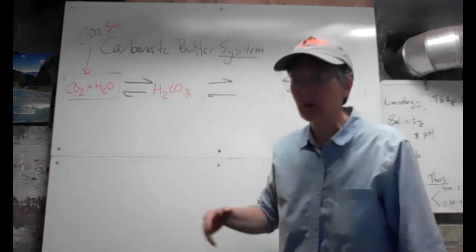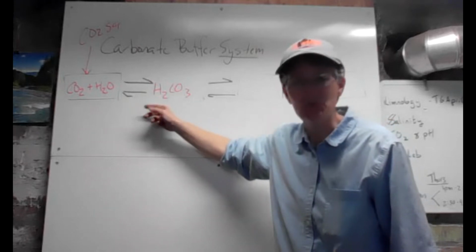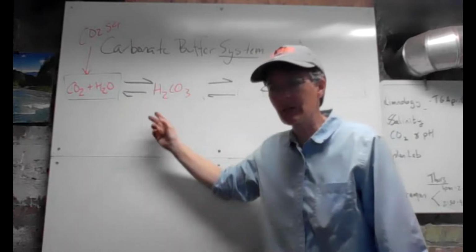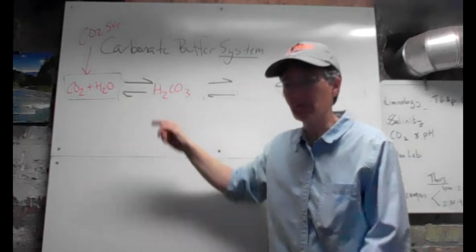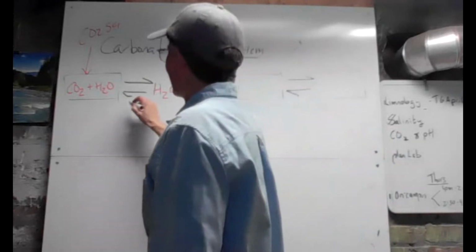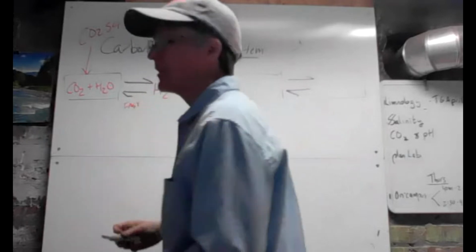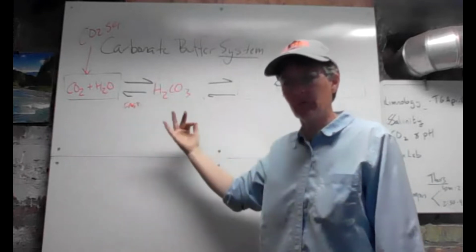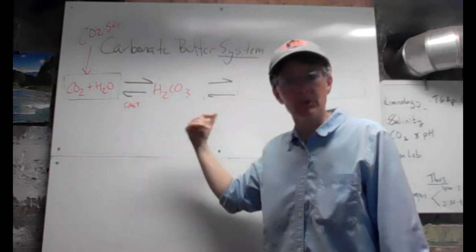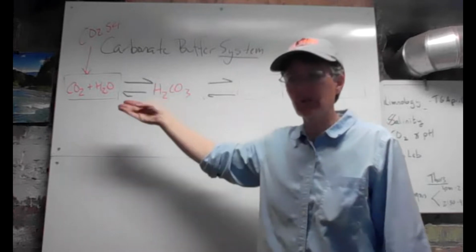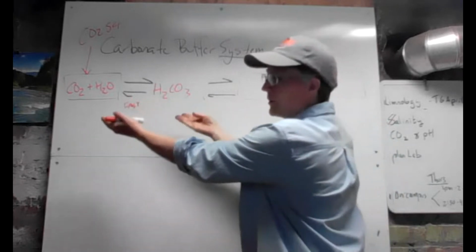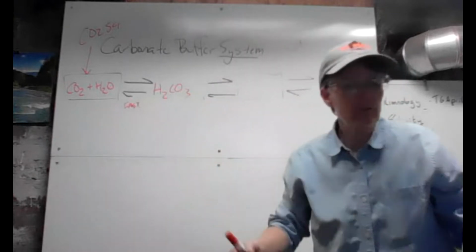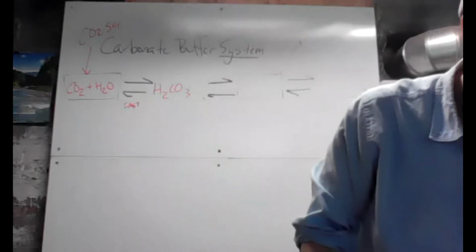And you can take a chemistry class and calculate these rates. I'm just going to say both of these are pretty fast. If you dissolve CO2 in water, it's going to form this pretty quickly. But if you have too much of this, then it's going to shift over that way pretty quickly. So there tends to be a pretty reasonable balance of those two things.